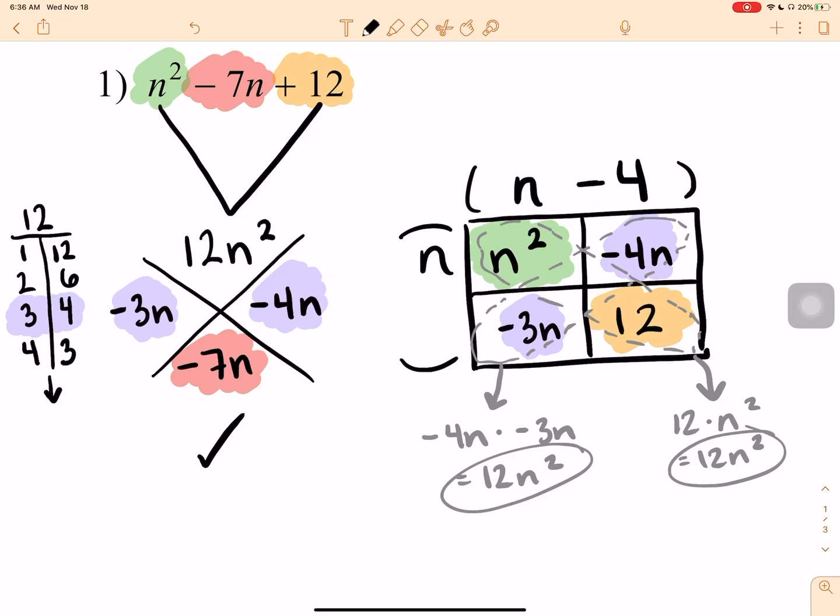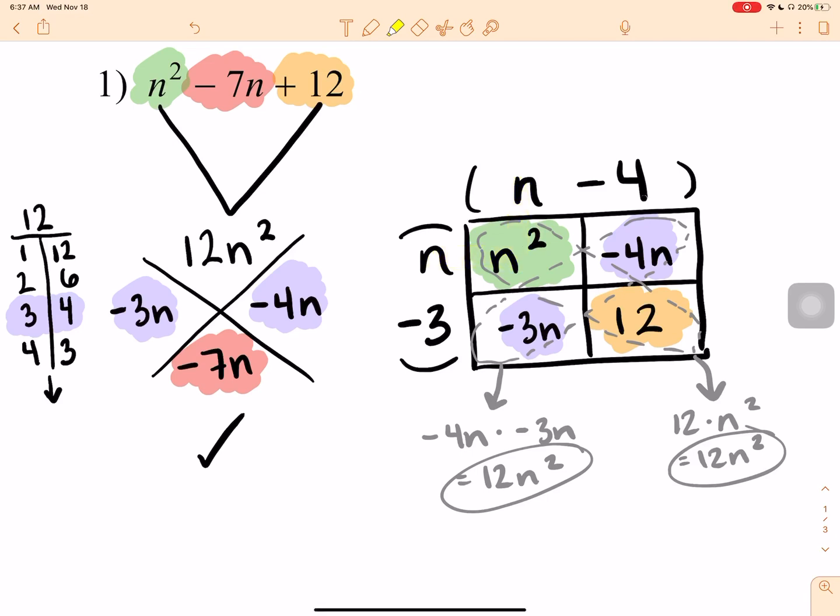And then down here, I know n times what is negative 3n. This is going to have to be a negative 3. So now we can go ahead and check it and make sure, okay, if I have negative 3 times negative 4, do I get positive 12? Yes, I do, right? And you can do it for all of them. Negative 3 times n is negative 3n. Yep. N times negative 4 is negative 4n. Yep. N times n is n squared.